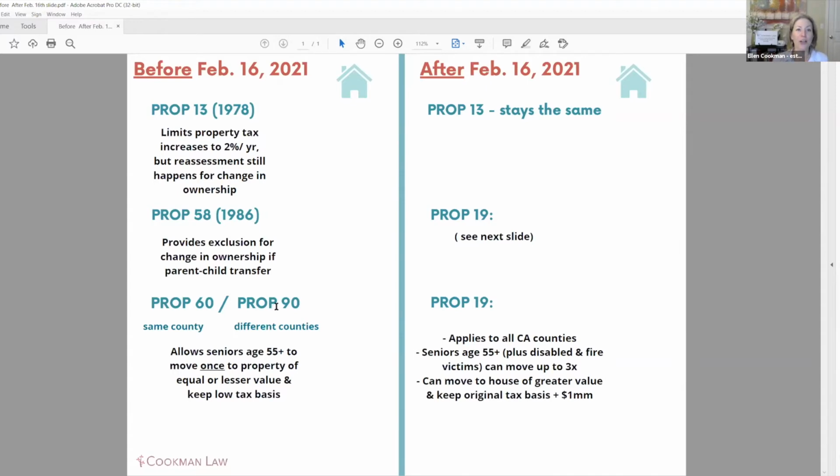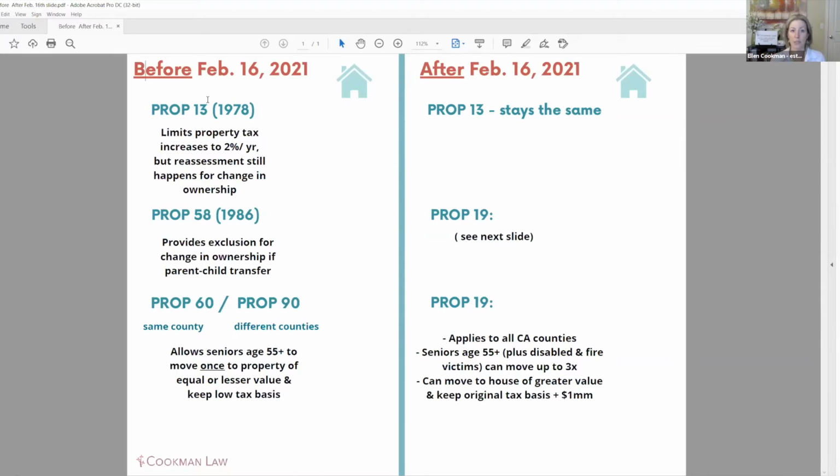So before February 16th, 2021, this is the way it worked, okay? Now that date was a huge date because last November, Proposition 19 was passed. Well, who cares? Well, a lot of people care, okay? So there's several things that Proposition 19 did. The first thing it did not do is it did not change the underlying structure of Proposition 13, okay? That is still in place.